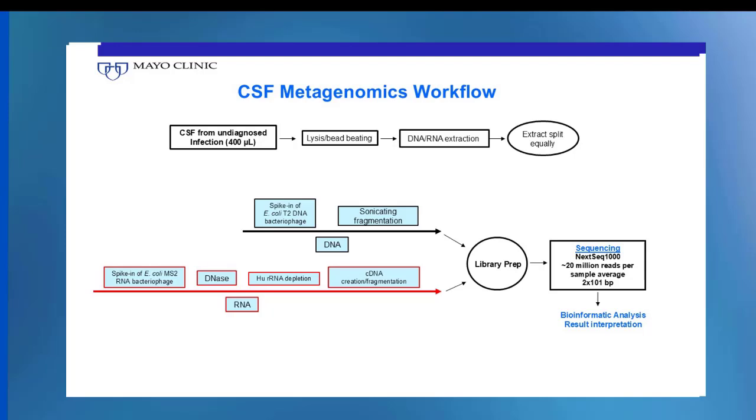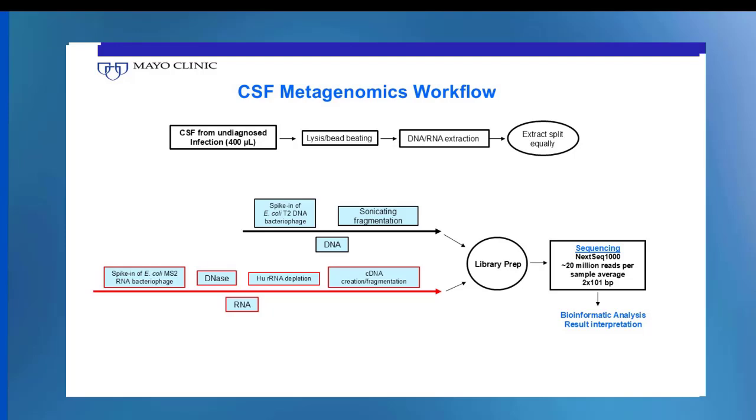This is our in-laboratory workflow. So for the folks in the laboratory, we take our cerebrospinal fluid and we subject it to lysis and bead beating and extract DNA and RNA separately. And so we have a separate workflow for RNA and DNA in this assay. And the reason for that is that we need the RNA workflow to look for RNA viruses. We spike in RNA or DNA to make sure that we're able to detect a microbe in that specimen as we go through the process.